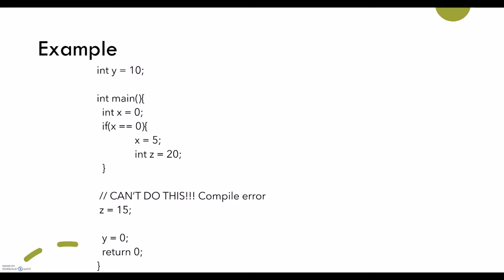You'll find that although you can use and modify existing variables from higher scopes in lower scopes, you cannot create a new variable in a lower scope and then use it in a higher scope. Z simply does not exist in any parent scope of the if statement. You can also see that I can change y to 0 in the scope of the main function, as y is a global variable from the top level scope, and I can use it anywhere I want.